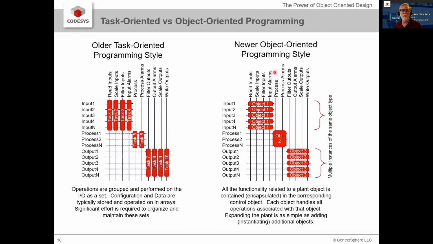Now, object-oriented industrial programming turns that task-oriented approach basically on its side. So instead of all the functions being spread out amongst many new tasks, the functionality is contained inside each object.